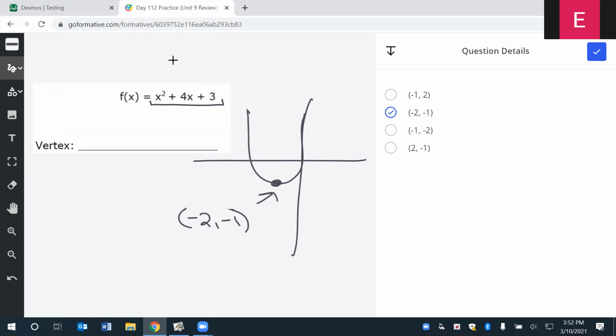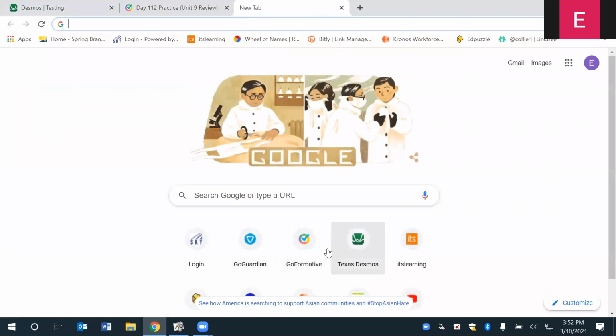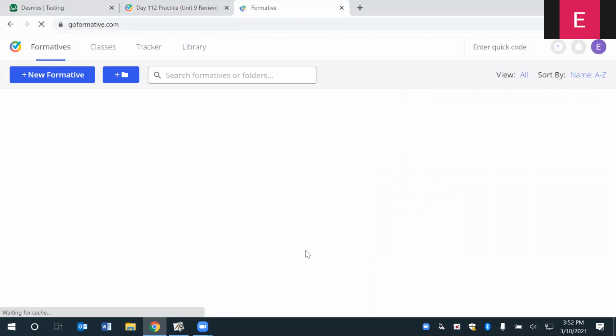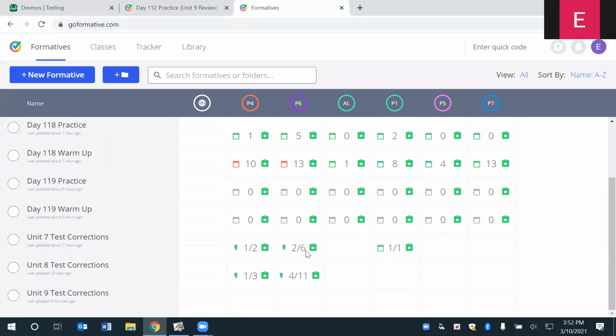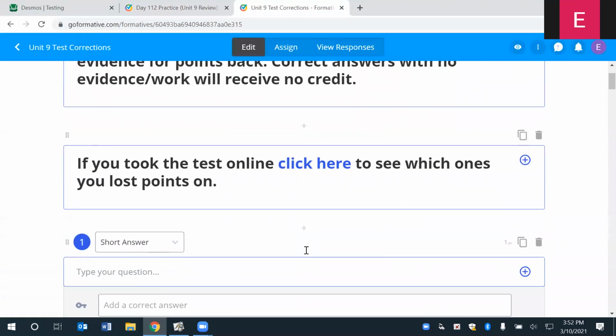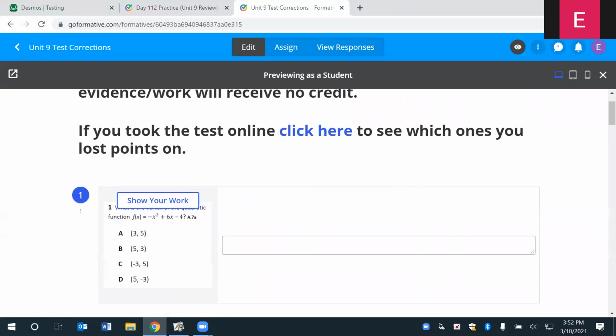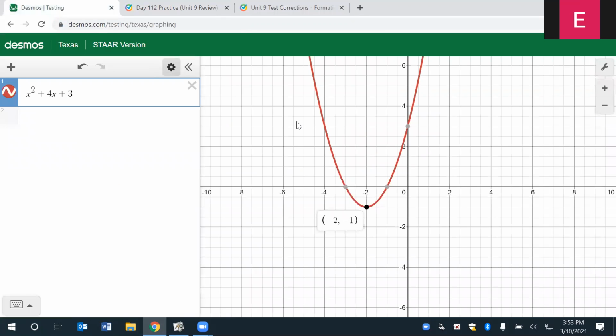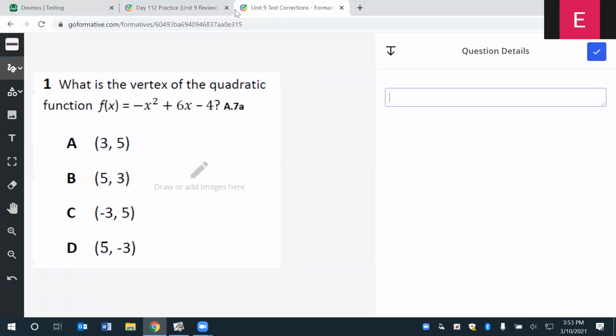So on your test, if you're doing test corrections, this one is the one on your test. So if you missed this one, you can do the same thing I did on my example. You're going to graph it, you're going to sketch the graph, you're going to label the vertex, and then you type the right answer in here. Okay. So try that one if you missed it on your test.